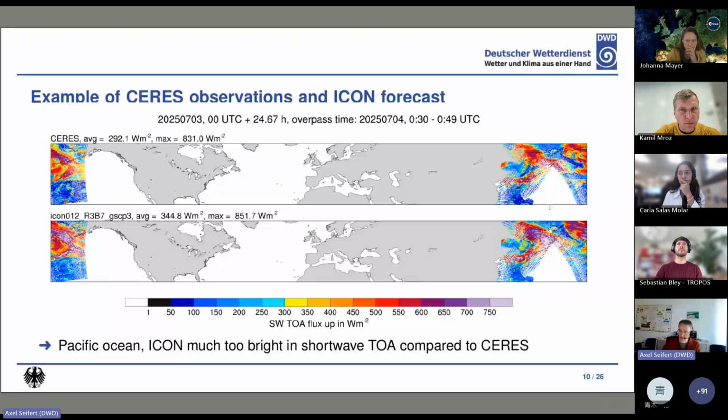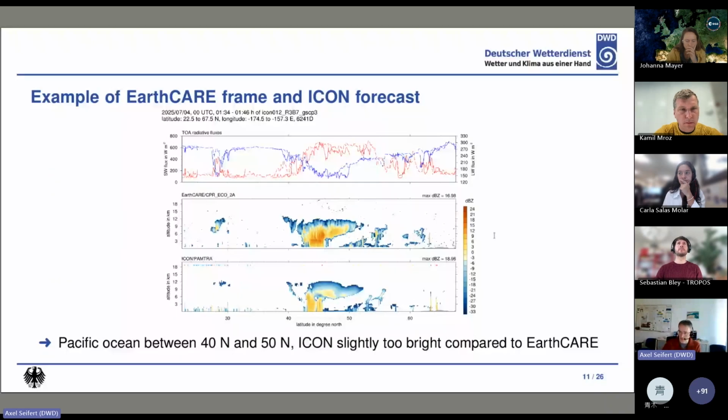That would be a corresponding cross-section or frame from EarthCARE through one of these frontal maritime clouds. The cloud in ICON actually doesn't look particularly strong or overemphasized, but nevertheless, we have this positive bias in reflected shortwave. So it seems to have something to do with the optical properties of these clouds.